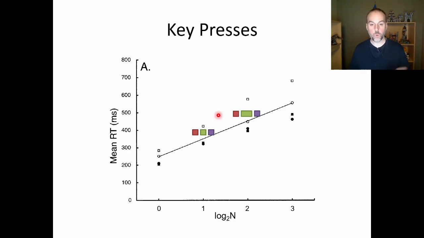And remember, why we're seeing this relationship is because as we increase the number of stimulus response alternatives, say from 1 bit to 2 bits, this would be 2-choice, this would be 4-choice, response selection increases, and that increases reaction time.